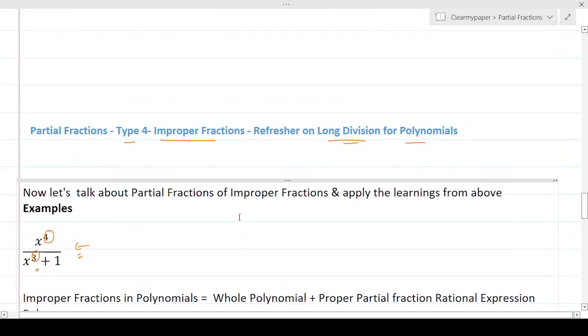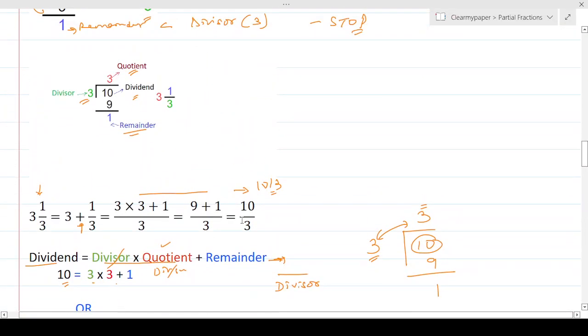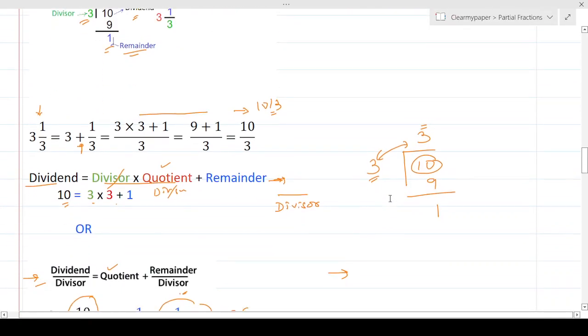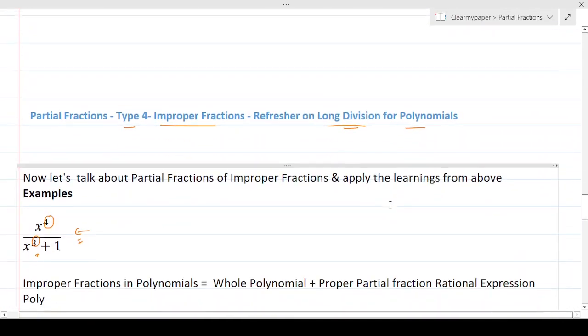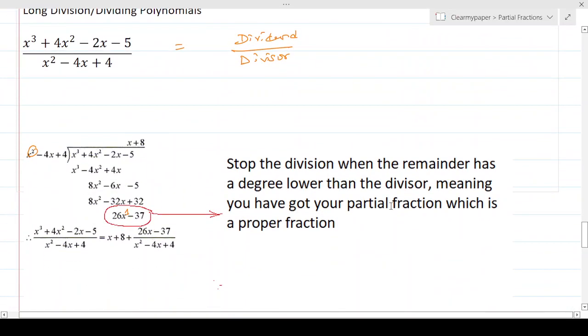This is exactly what we did in the number system. Whenever your remainder was less as a number than the divisor, we stopped it. So the same concept, instead of the whole number, we're talking about the degree of x, and then we stop it. That means we cannot divide this anymore. And as soon as you stop it, you'll realize that you have a quotient, a divisor, and a remainder. And since the degree of the remainder has become less, in a way you're getting a partial fraction, because once you put in the next step, you'll see that you're getting a partial fraction.